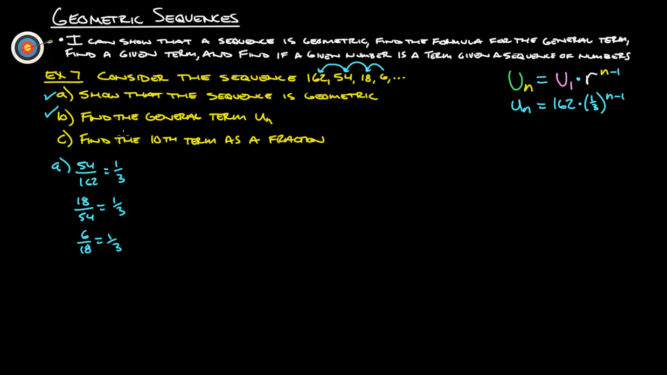We're going to use that general term to find the 10th term as a fraction. This was B, so now we're going to do C. We find u sub 10 equals 162 times 1/3 to the 10 minus 1 power. So our 10th term is simply 162 times 1/3 to the 9th power.